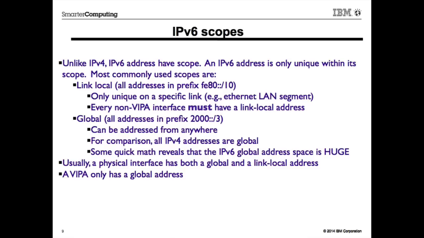When they first defined IPv6, there were other scopes, but they've been deprecated. There's link local scope, and a link local address is any address that starts with FE80 with a prefix length of 10, and they are only unique on a specific link.